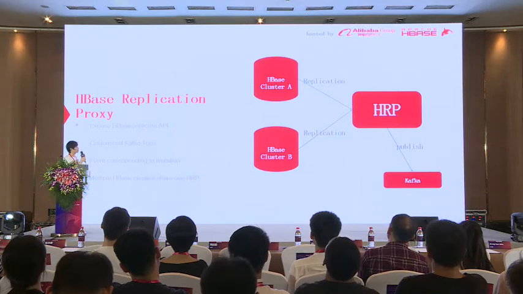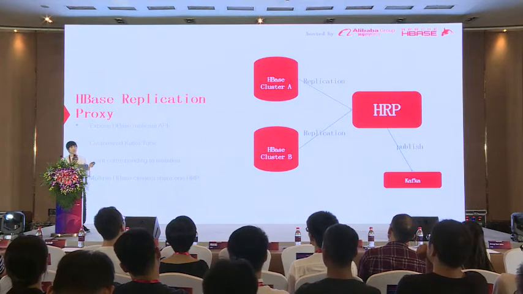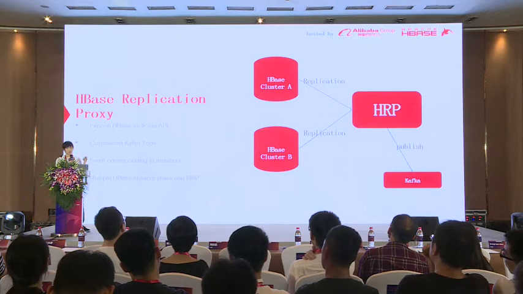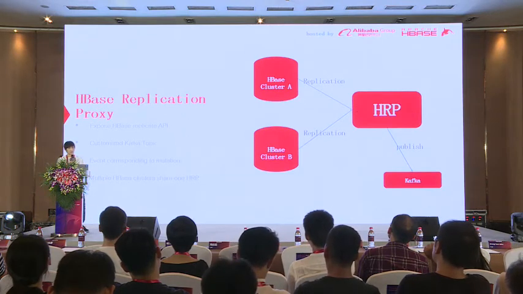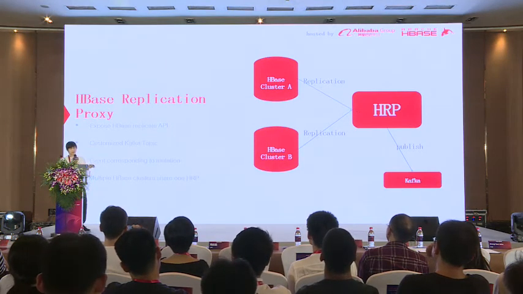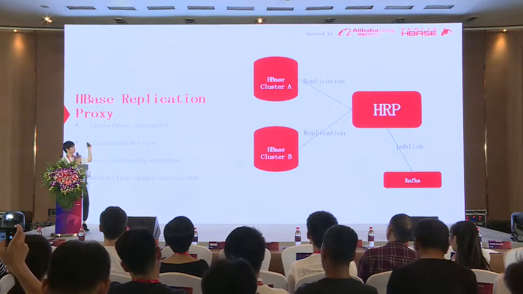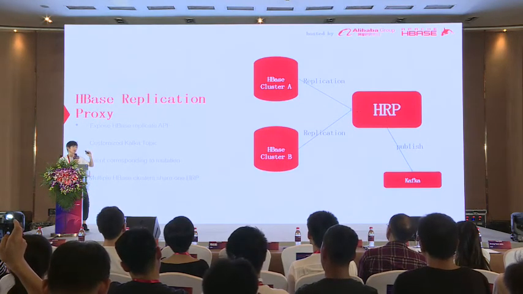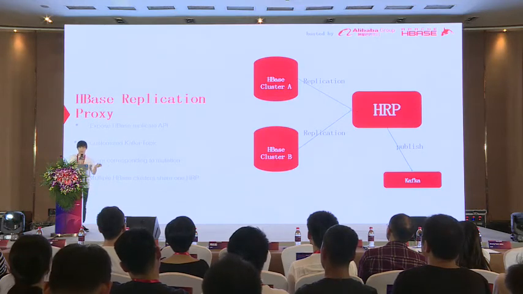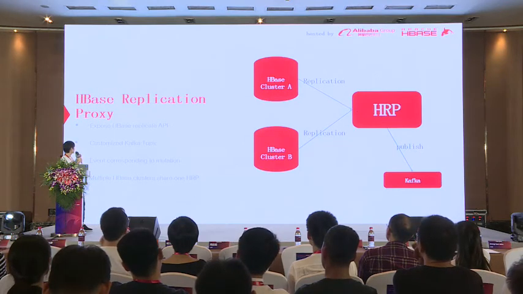So here is the HBase replication proxy. It works as a fake HBase cluster, but instead of writing the data to the WAL log or memstore, it publishes the replication request to Kafka. The proxy exposes the HBase replicate API, and multiple HBase clusters can share the same proxy as long as we set up the replication peer. If you want to publish data to Kafka, it's the same as just adding a replication peer in HBase. It allows a customized Kafka topic, and each Kafka event corresponds to a mutation in HBase.